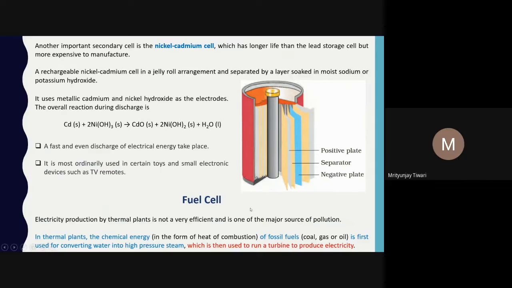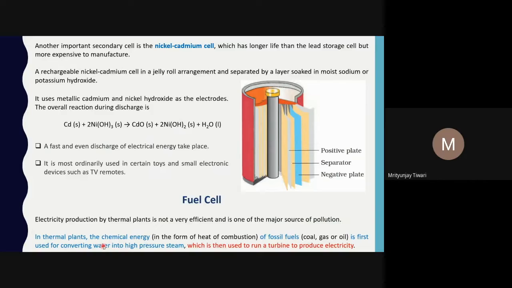Now let us look into the fuel cell. Again, only an introduction to these cells is given in your syllabus. What we know is that electricity production by thermal plants is not very efficient, and is one of the major sources of pollution. In thermal plants we use fossil fuels, the conventional source of energy: coal, gas, or oils, and these plants are not that efficient.